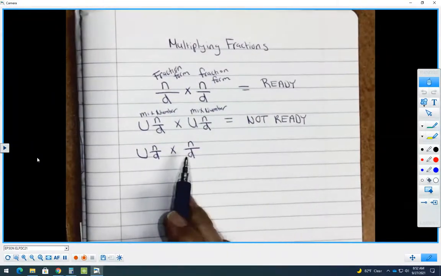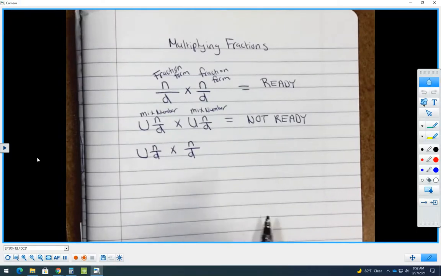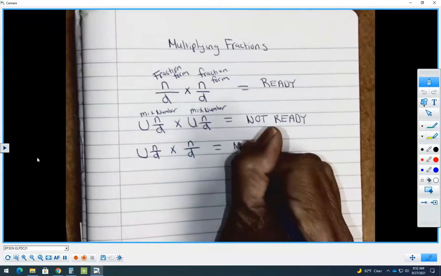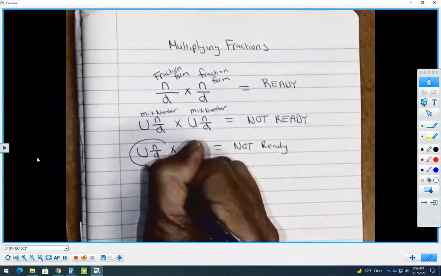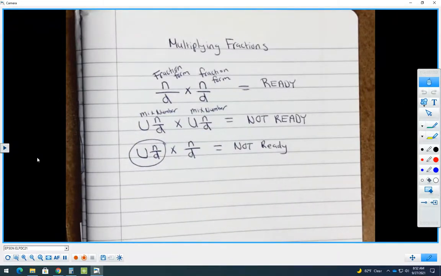Now some kids might call this ready, but it's not. This one will be not ready because of who? The mixed number, the first one. This will be not ready. This guy messes up the problem. Okay?